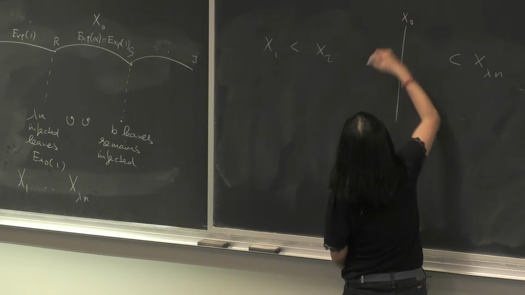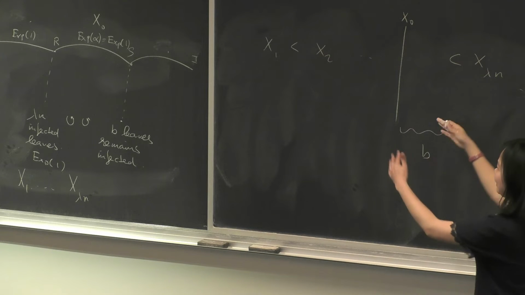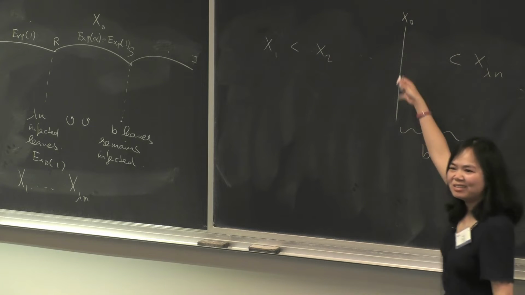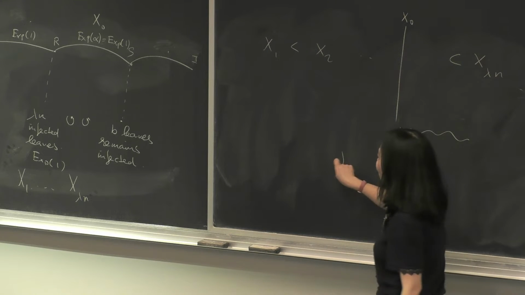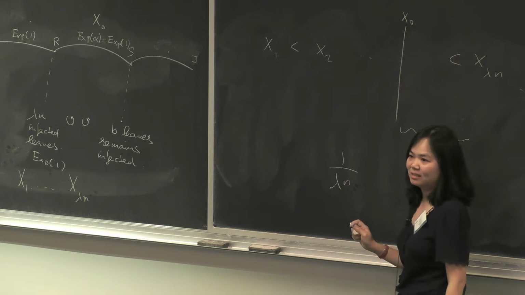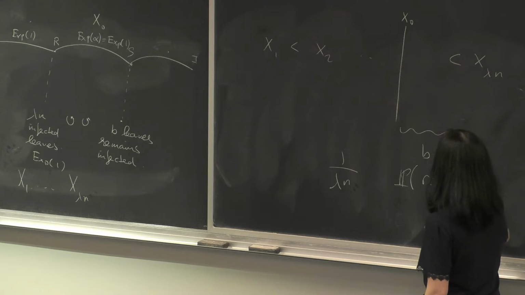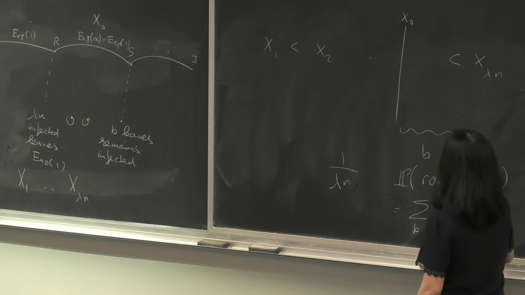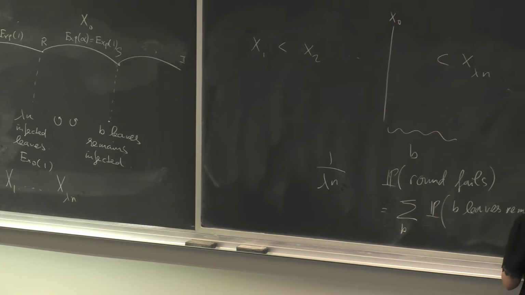this is x0. This is the position of x0. There are b many here. And because each of them is just exponential 1, the probability would be, x0 could be equally anywhere here. So the probability is just 1 over lambda n, I guess. Okay, so the probability that the round fails is the sum over b. Probability that we see b leaves remain infected.